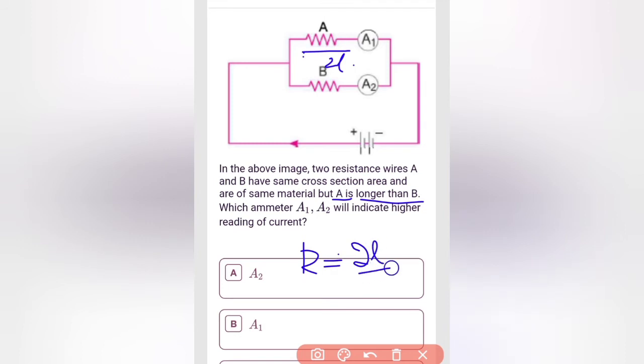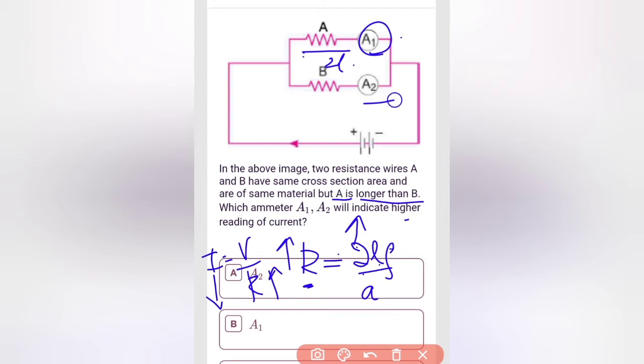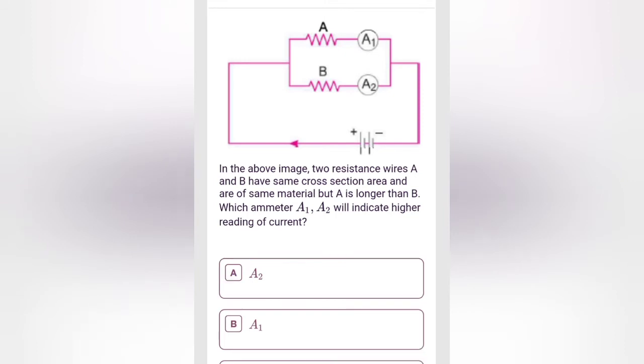So when the length is doubled, what happens to the resistance? Resistance is increasing. So when the length is increasing, resistance is increasing, what happens to current? Current will decrease. So here where the current is decreasing, in ammeter A1 the current is decreasing. So where will it be high? Here in A2 the current reading will be high. So option A is the correct answer. In A2 the reading will be more.